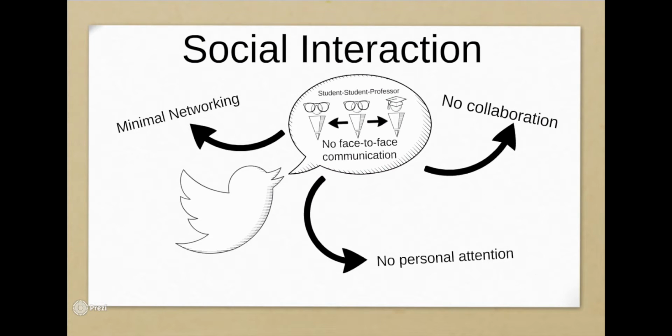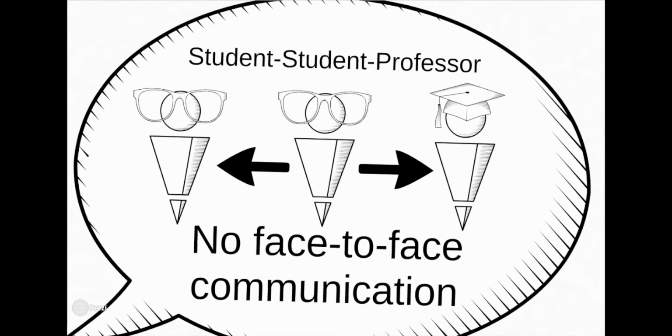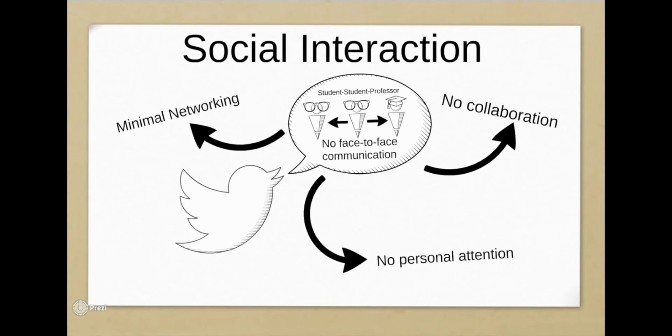Next, we'll talk about the implications on social interactions. As said earlier, online learning does not allow for face-to-face communication between students and instructors. This makes it difficult to develop relationships with classmates, which can help students to confirm knowledge with each other and therefore learn content better. There is no personalized attention from instructors, including feedback and face-to-face interactions.